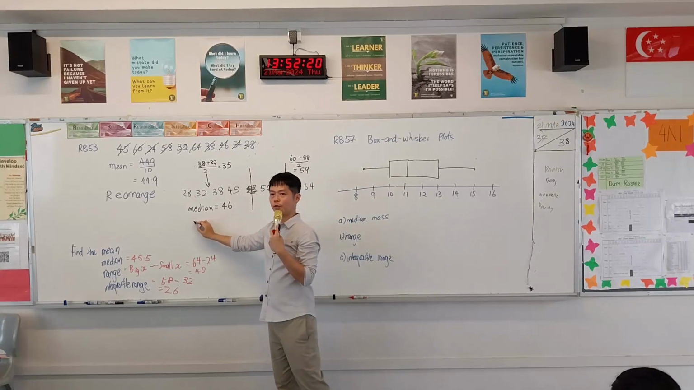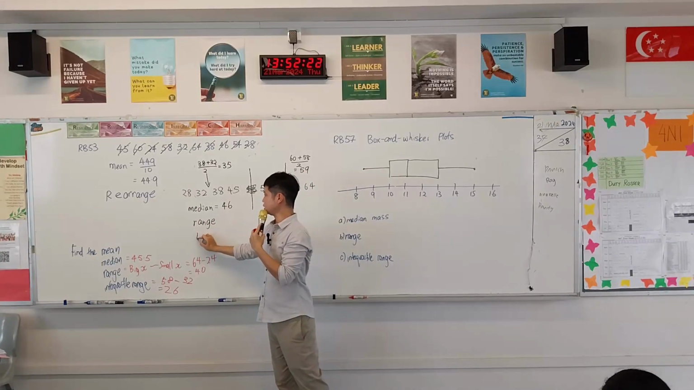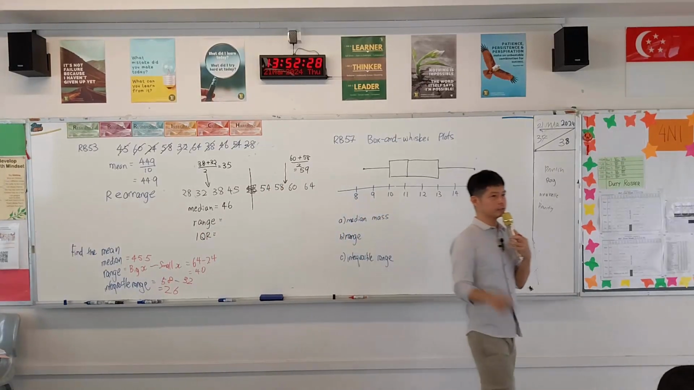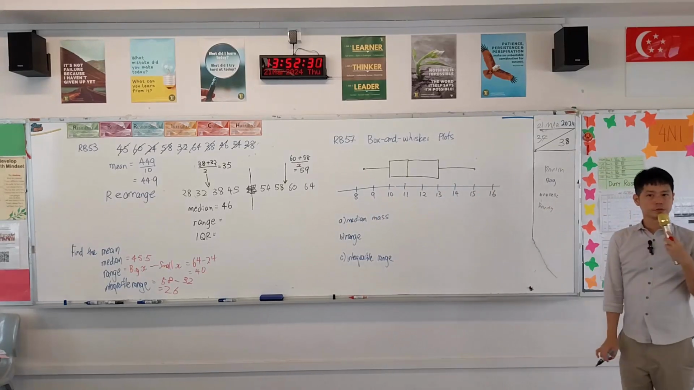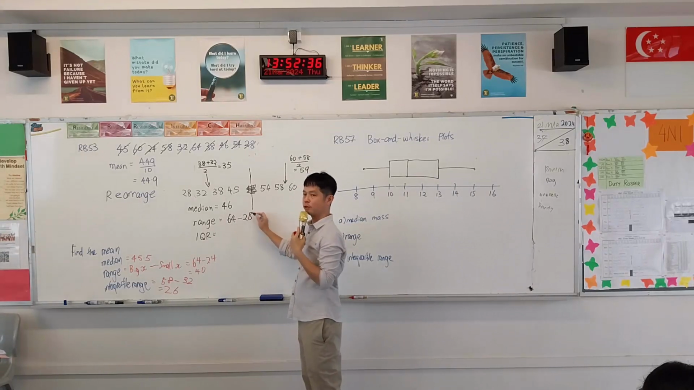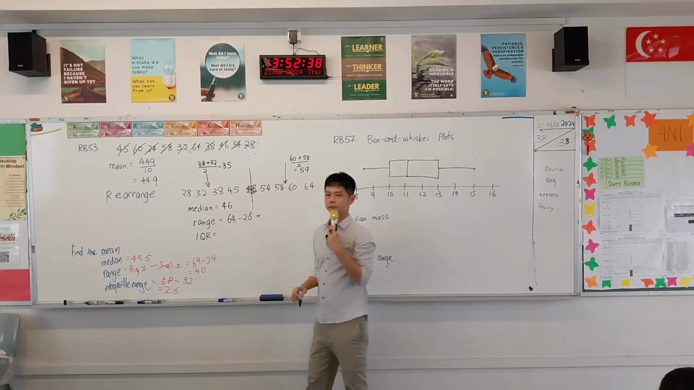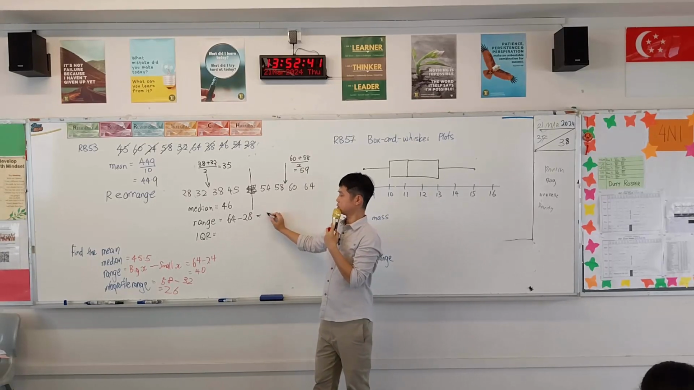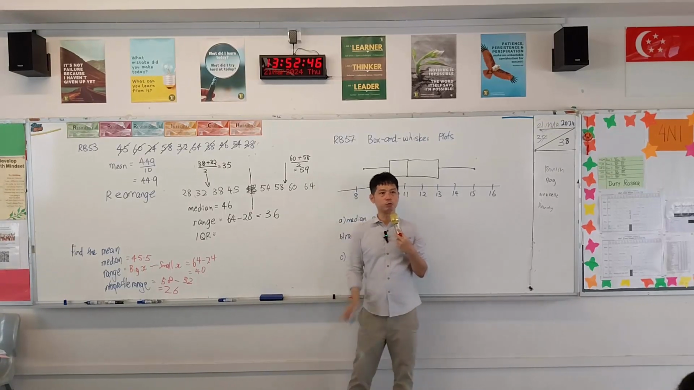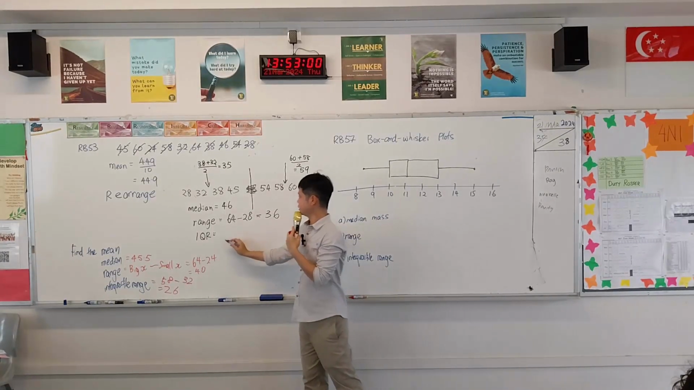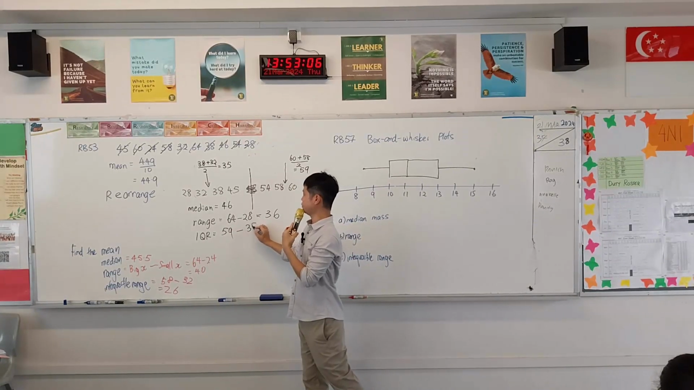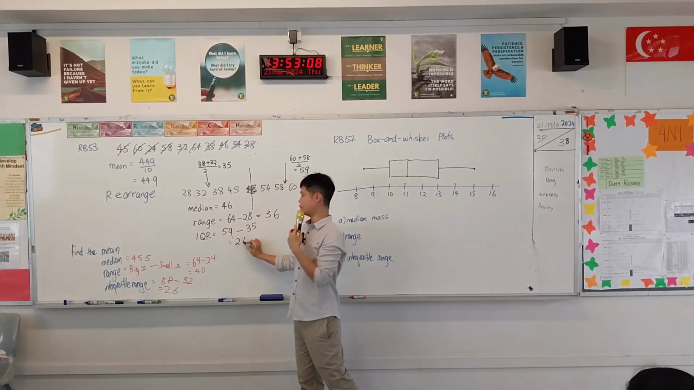So what is the range and what is the interquartile range? Okay, let's try range first. What is the range of this new data? Yes, 64 minus 28. Sorry, no marks here. You must give me the number. The number is 36. Okay, interquartile range, 2 marks. 59. Please write the working for 2 marks. 59 minus 35, which is 24.